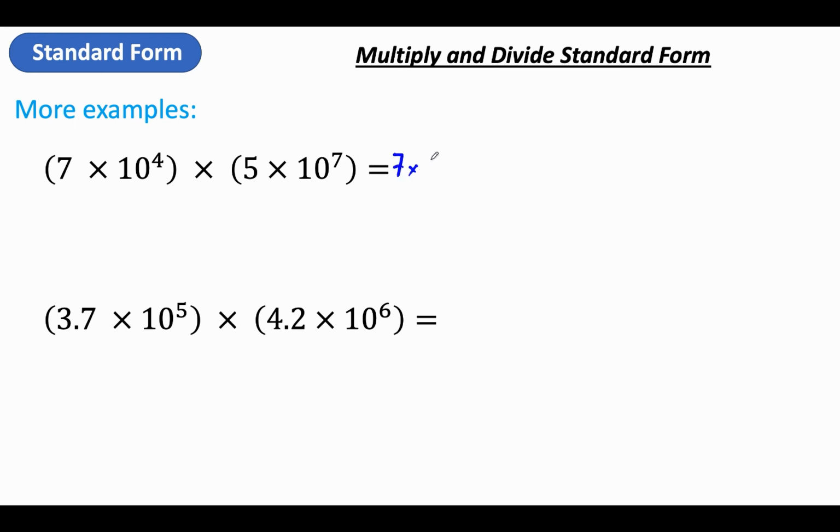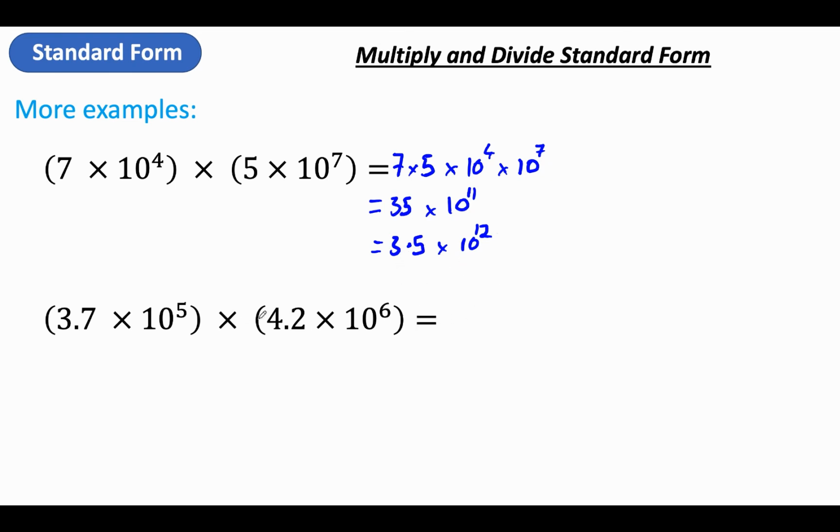We've got 7 times by the 5, and then times by 10 to the power of 4, times by 10 to the power of 7. Because it's all multiplied, we can move it into a different order. 7 times 5 is 35. And because we're multiplying, we add our two powers together. The 4 and the 7 makes 11. Is it in standard form? No, it's not, is it? So we need to adjust it. So we make it 3.5. But that number has got one place smaller, which means my number needs to get one bigger. Does the opposite. 3.5 times 10 to the 12.